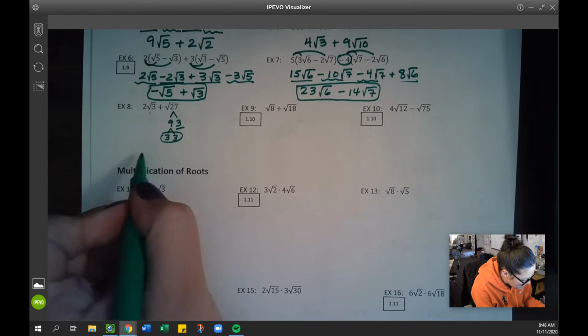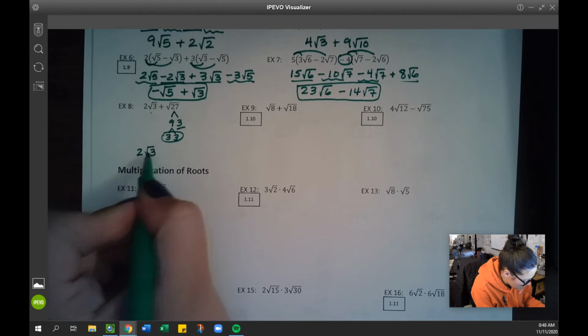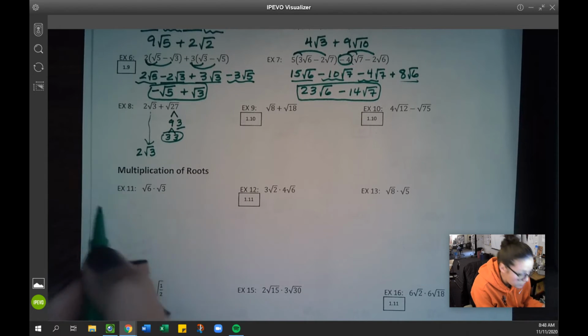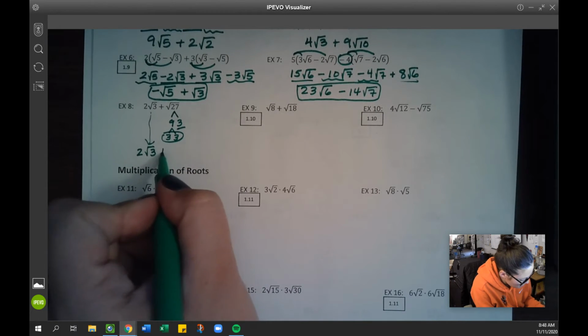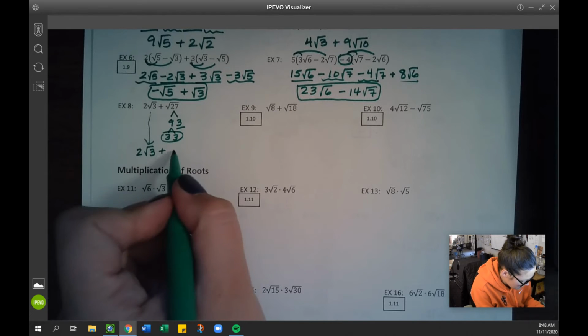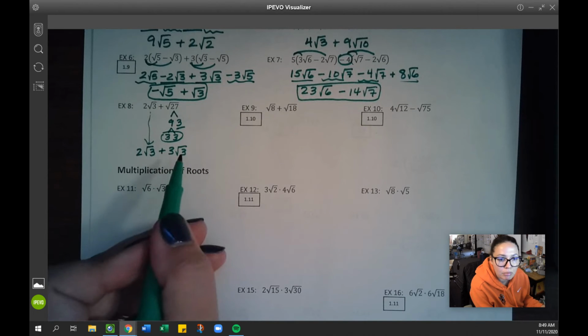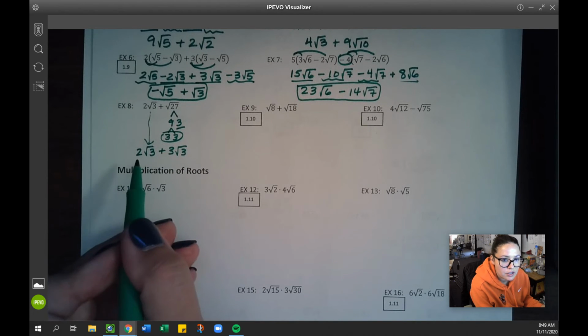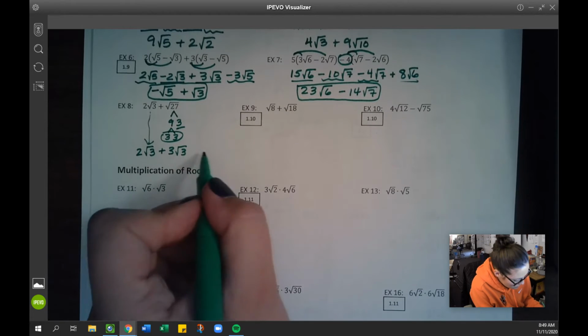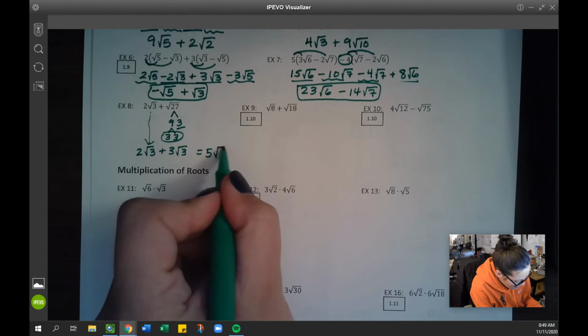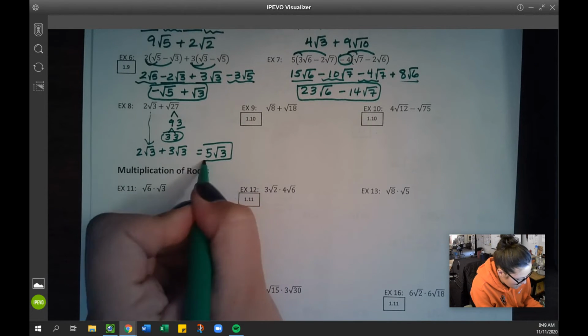So I still have this 2 square roots of 3 right here, plus the square root of 27 is now 3 square roots of 3. And hey, look, now I can actually add these together because they are both square roots of 3. So 2 square roots of 3 plus 3 square roots of 3 gives me 5 square roots of 3.